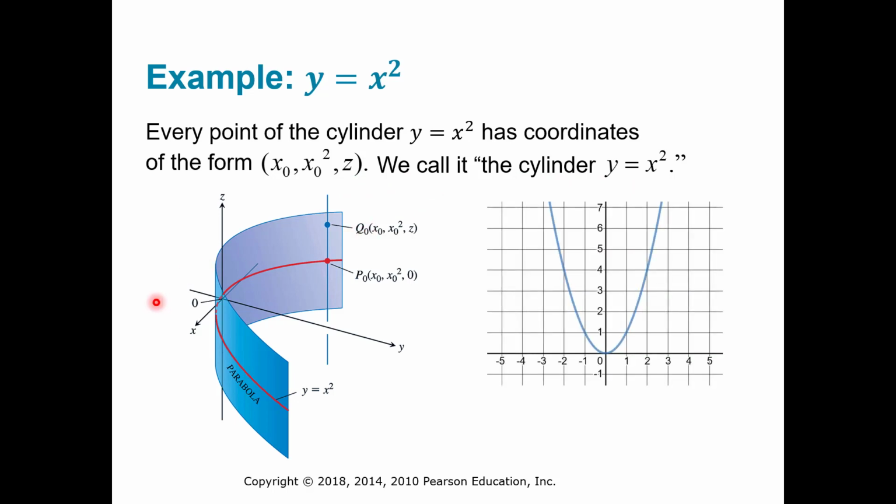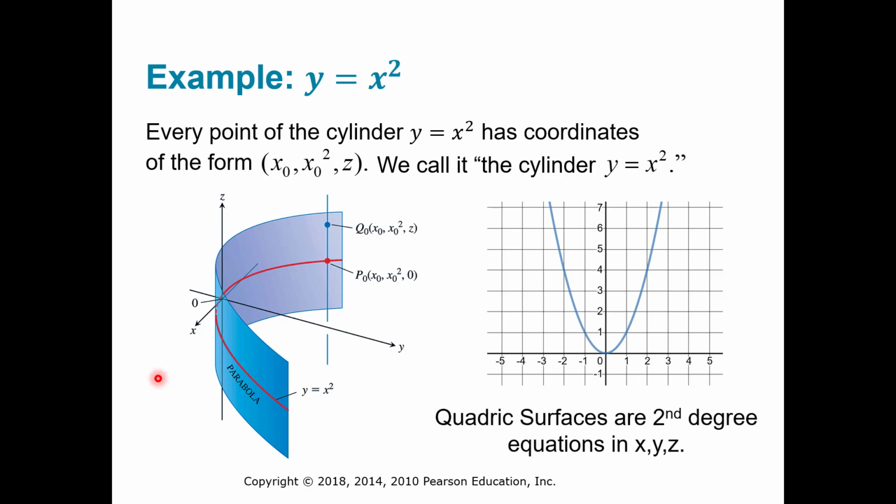If you want to look at it in 2 dimensions, it's just your standard parabola right here, y = x². But if you tilt it sideways and get this 3-dimensional view, then you're going up and down in the z direction, technically all the way to infinity and negative infinity, to form this cylinder shape.